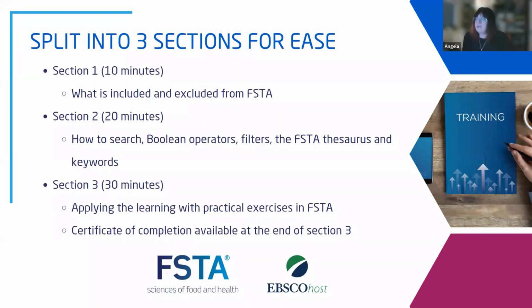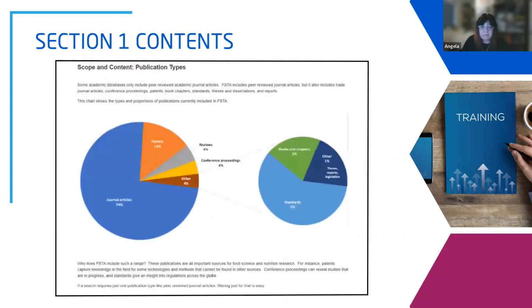But as you can see, the first section covers what's included and excluded. The second section is how to search: Boolean operators, filters, the thesaurus, and keywords. And then the third section allows you to apply the learning with practical exercises, with a certificate of completion available at the end of section 3. So we're going to look at the sections in slightly more detail.